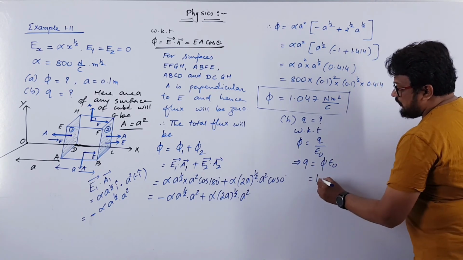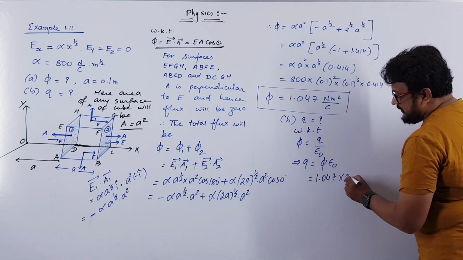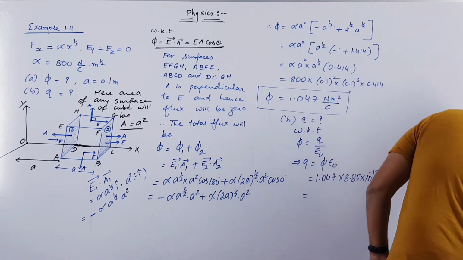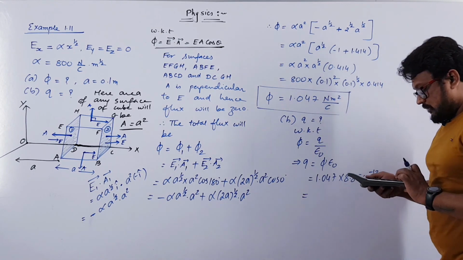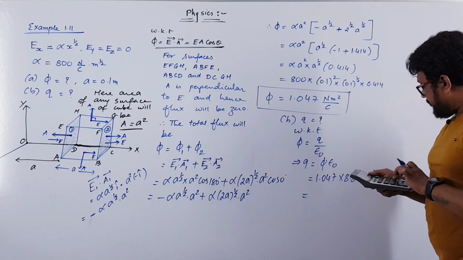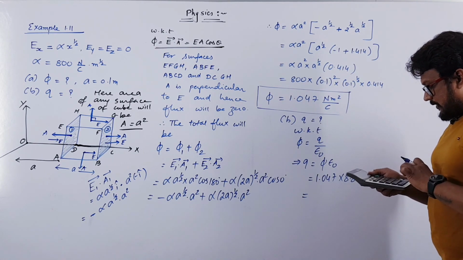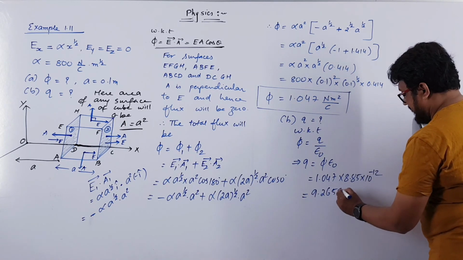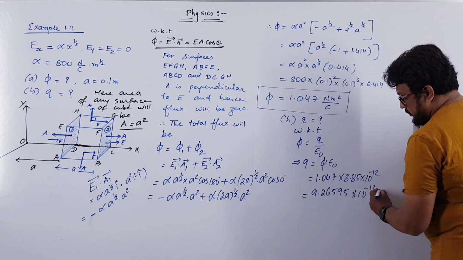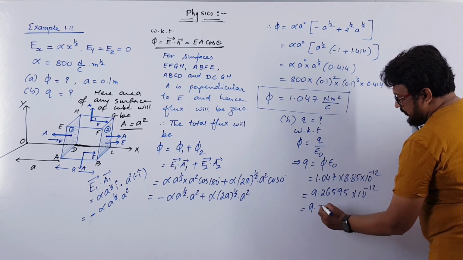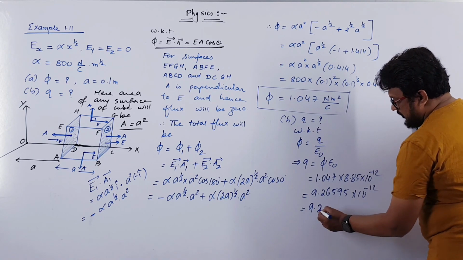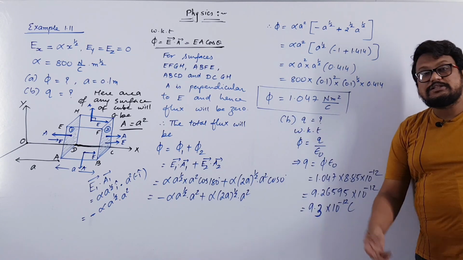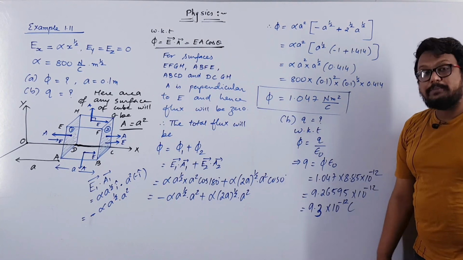Now phi we got as 1.047, and epsilon naught is 8.854 into 10 to the power minus 12. So 1.047 into 8.85 will give you 9.26595 into 10 to the power minus 12. If you want, you can write 9.3 into 10 to the power minus 12 coulomb. 10 to the power minus 12 is pico, right? So you can write 9.3 pico coulomb. Clear?